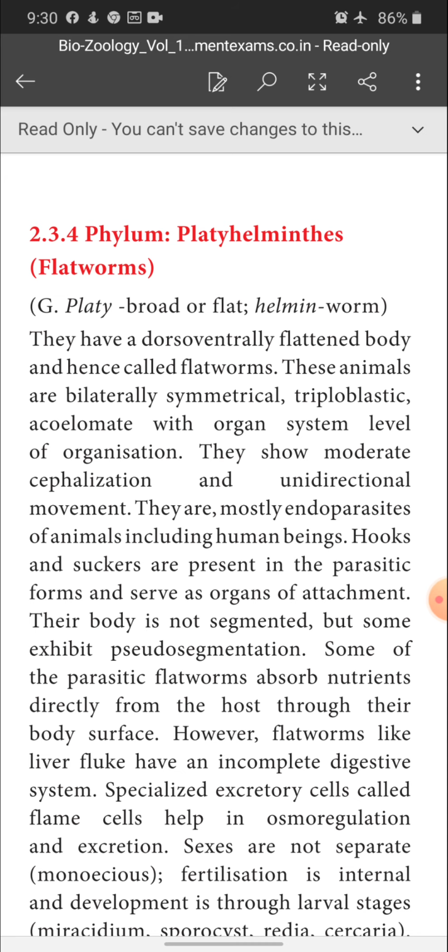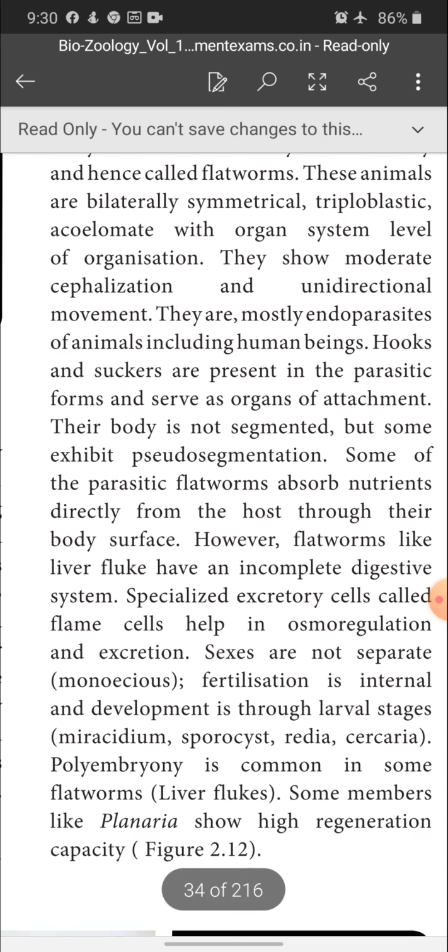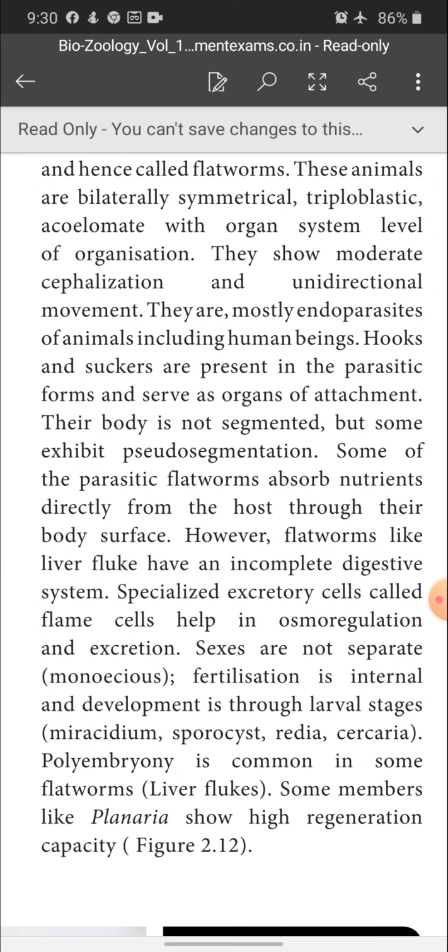Some of the parasitic flatworms absorb nutrients directly from the host through their body surface. However, flatworms like liver fluke have an incomplete digestive system. Specialized excretory cells called flame cells help in osmoregulation and excretion. Sexes are not separate, that is monoecious. Fertilization is internal and development is through larval stages such as Miracidium, Sporocyst, Redia, Cercaria. Polyembryony is common in some flatworms. Some members like Planaria show high regeneration capacity.